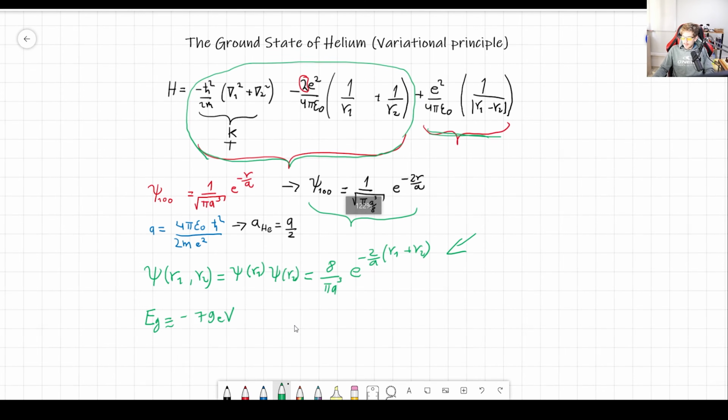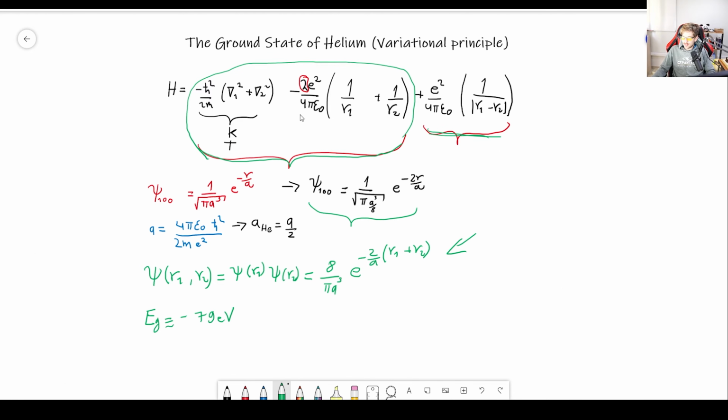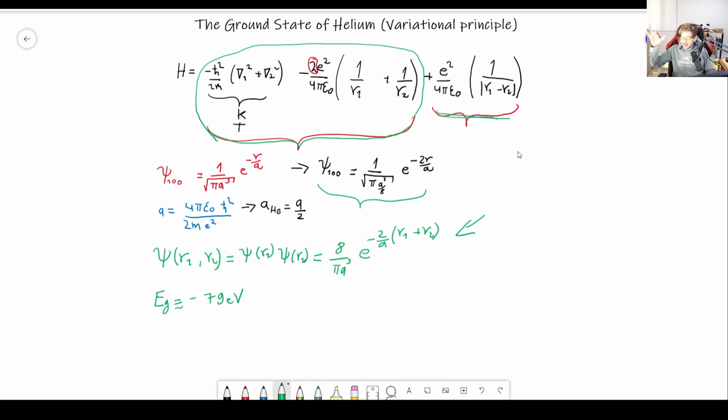So let's begin by looking at this thing right here. Okay, so we are going to apply the variational principle to that Hamiltonian. How did we do that? Okay, so again, the variational principle, the way we get our estimate, right? Our estimate for the ground state, we gotta take the expectation value for the Hamiltonian, but using our trial wave function, which is going to be this right here.